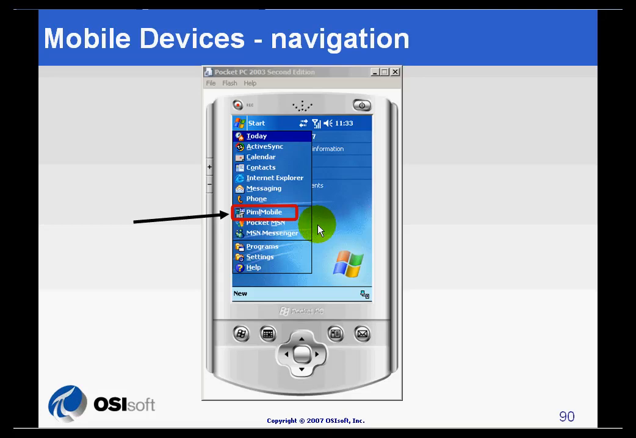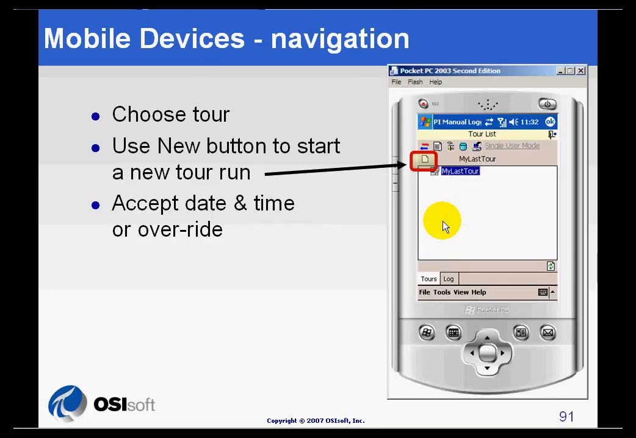Now that we have created our tours and uploaded the tours to the PDA, let's see how simple the navigation is inside the PDA. All we have to do is click on Start and go to PyML Mobile to start the mobile application. Once PyML Mobile opens, we can start a tour by choosing a tour from the available tours on our PDA and clicking on the New Tour Run.